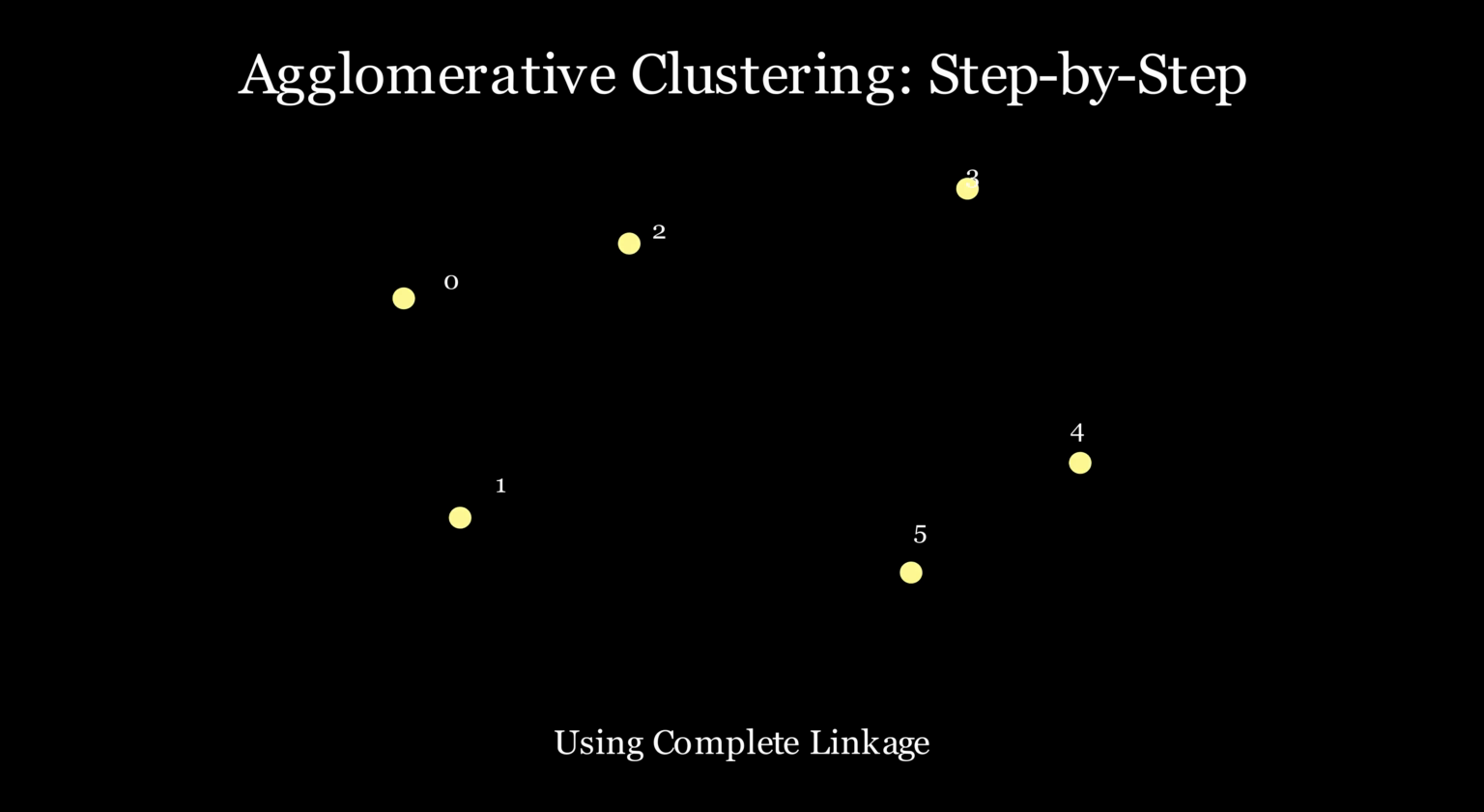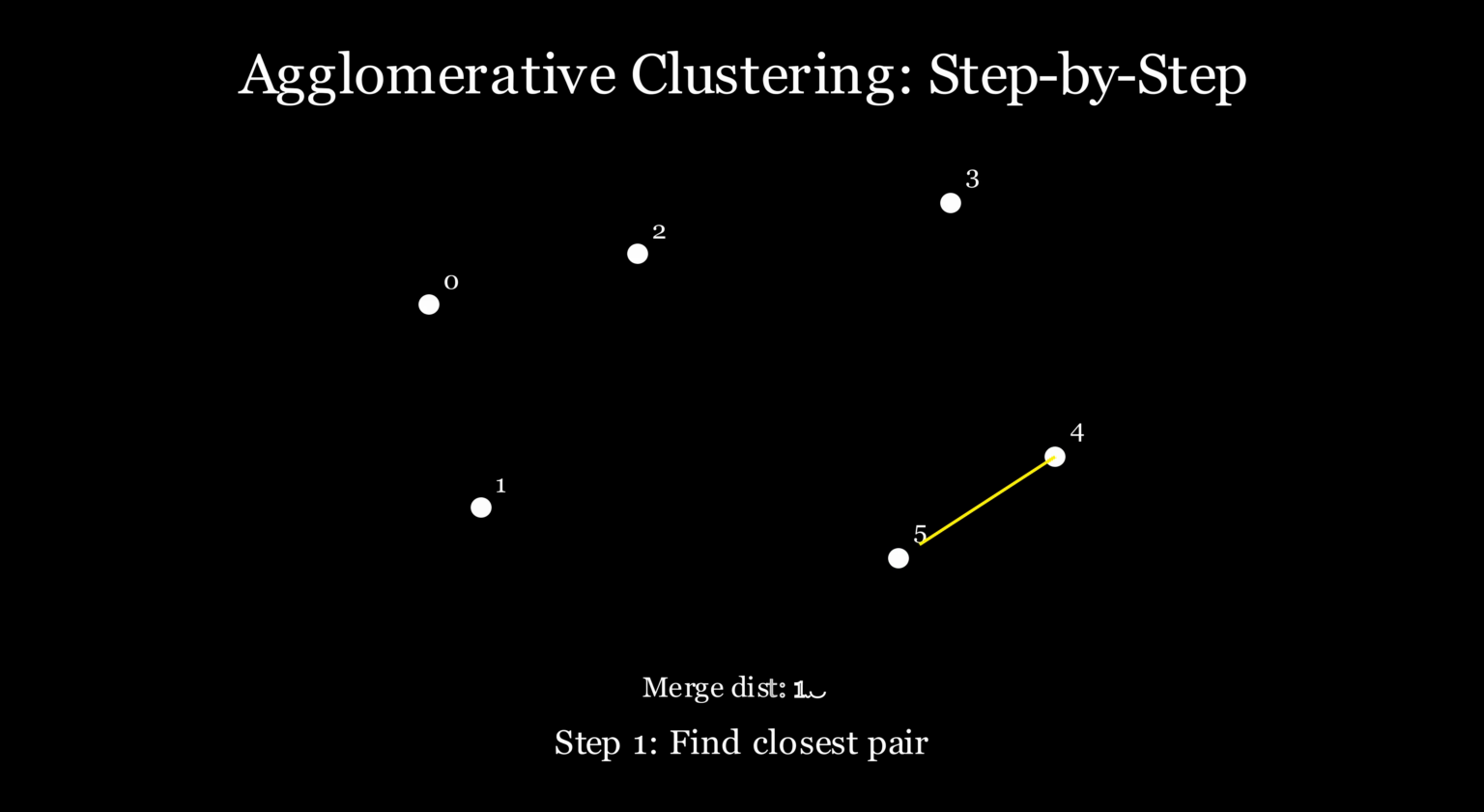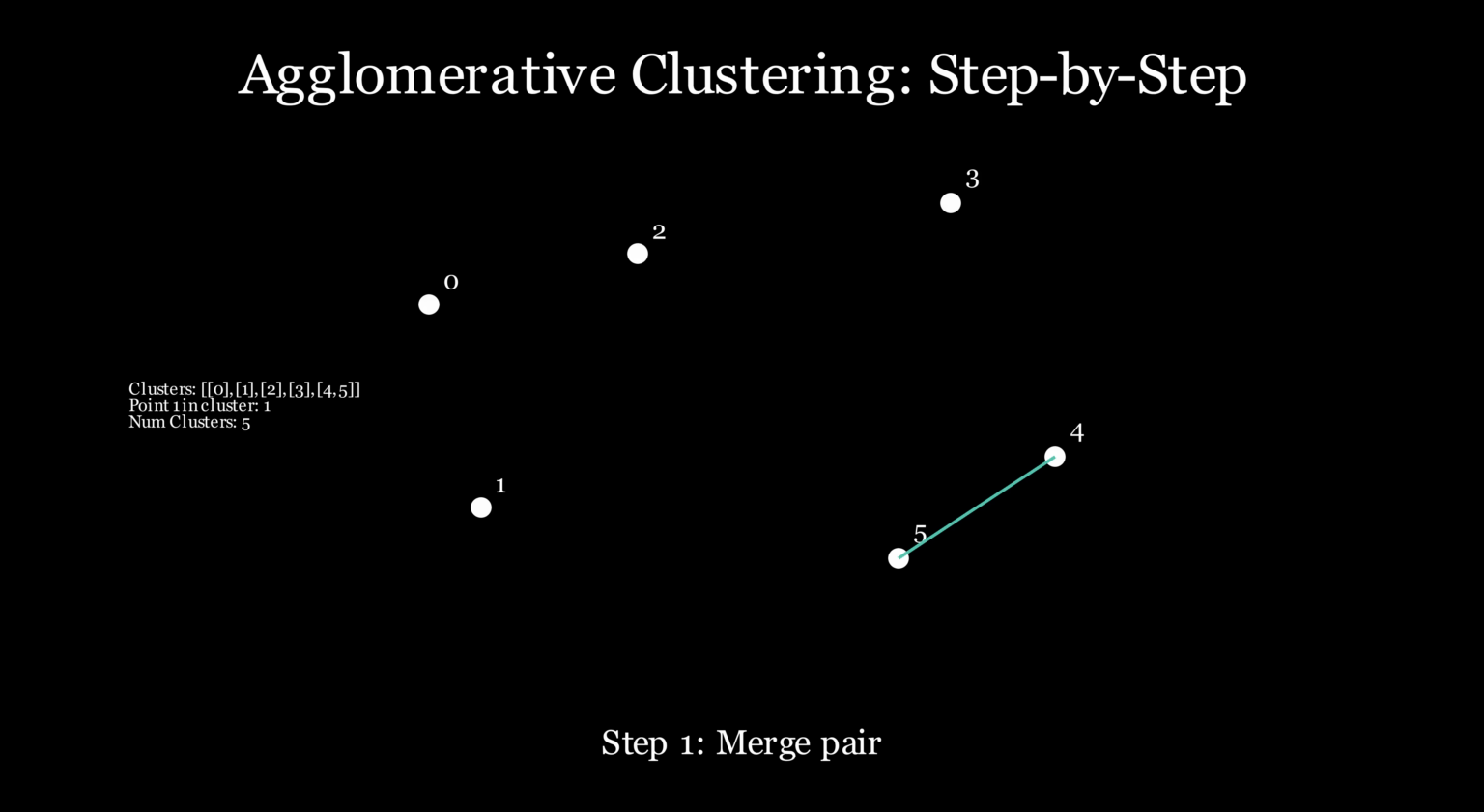Let's start with our data points. Each point begins as its own cluster. We calculate distances between all pairs of current clusters using complete linkage. The minimum distance found is 1.80 between clusters 4 and 5. Now, we merge these 2 closest clusters into a single new cluster.